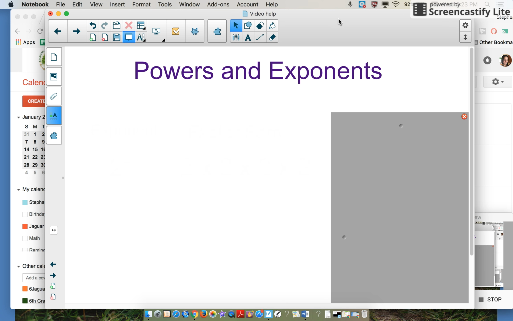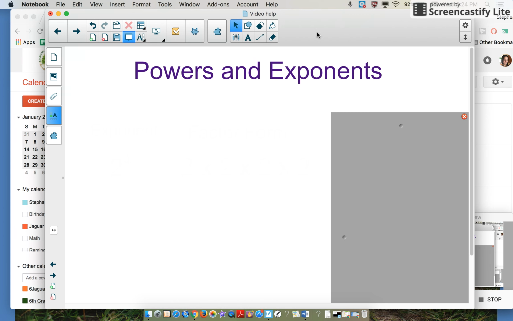Hey guys, so what you're going to see is a little review of what we did today in class. And if you are really paying attention, this should all sound super familiar, because I'm going over the same exact thing, just in case you missed anything or you need a refresher on it. So, of this unit, we went over powers and exponents.